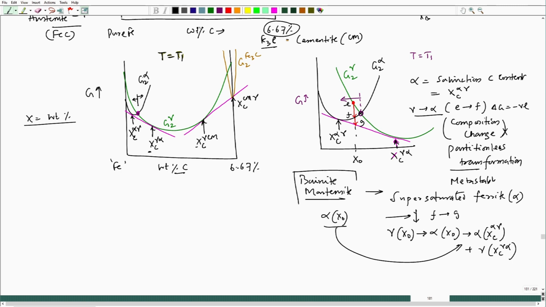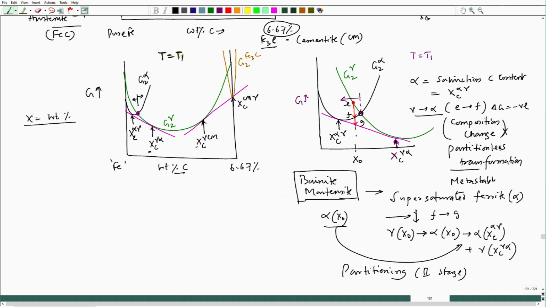Okay. So, this transformation is possible due to partitionless transformation. Of course, there is also partitioning, but it is a second stage. The first stage is partitionless, and it is quite possible. Why? Because it does not require long range diffusion, whereas in partitioning we have long range diffusion, and that is what takes time.